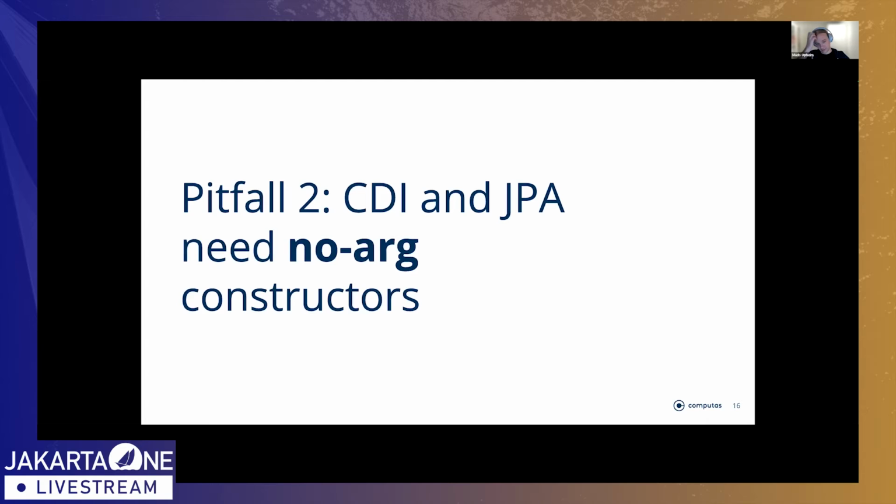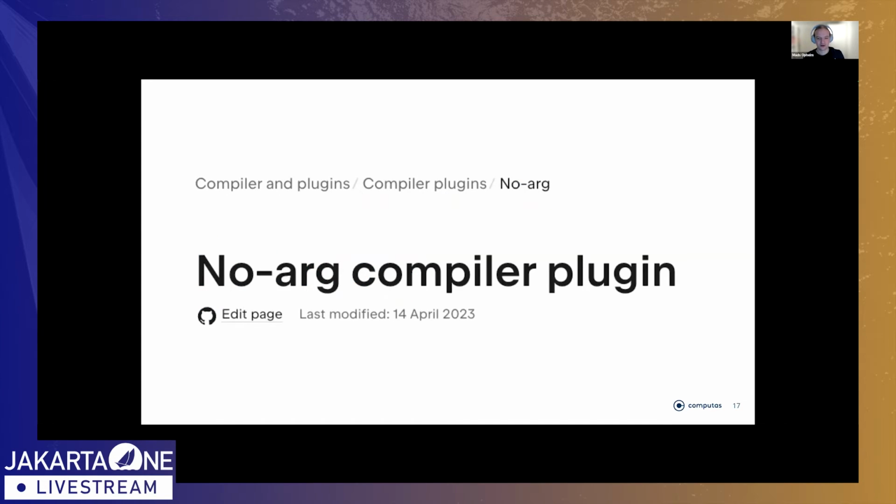That's doable. The next pitfall or problem you're going to be running into is that CDI and Jakarta Persistence as well need no-arg constructors. Whereas in Kotlin, you typically create constructors with the parameters you need for your class. And the same goes here as well. You could try to manually add constructors to all the classes you need, but use the no-arg compiler plugin instead.